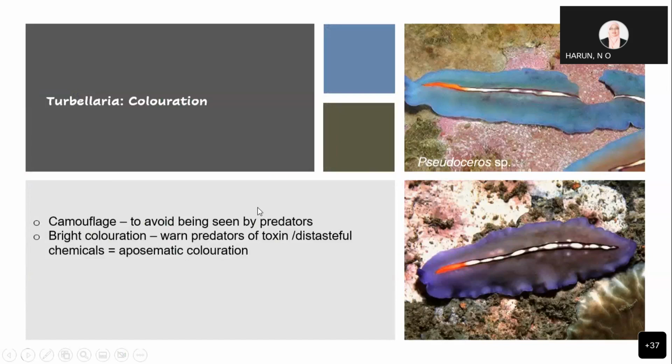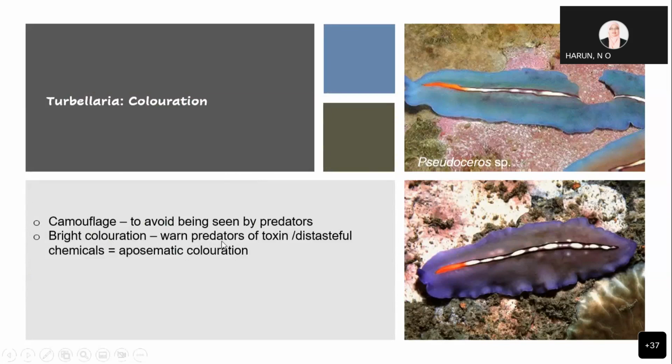Okay, untuk color, which is very nice color. Cuba you tengok dekat Pseudocerus species. Very bright blue color, bluish color, and also with the orange dot slightly. And this is how they camouflage with the substrate ataupun any environment. Okay, camouflage to avoid being seen by the predator. Of course, dia nak selamat, right?